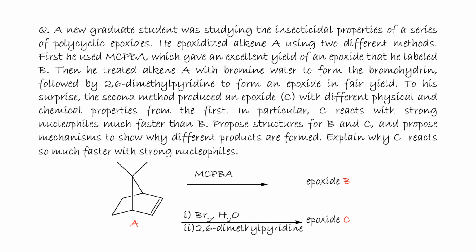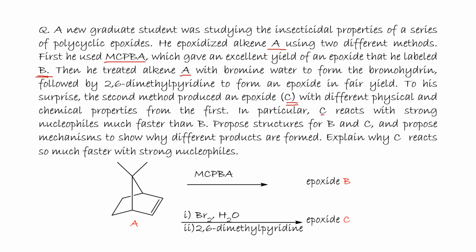A new graduate student was studying the insecticidal properties of a series of polycyclic epoxides. He epoxidized alkene A using two different methods. First, he used meta-chloroperoxybenzoic acid, which gave an excellent yield of an epoxide he labeled B. Then he treated alkene A with bromine water to form a bromohydrin, followed by 2,6-dimethylpyridine to form an epoxide in fair yield. To his surprise, the second method produced epoxide C with different physical and chemical properties from the first.